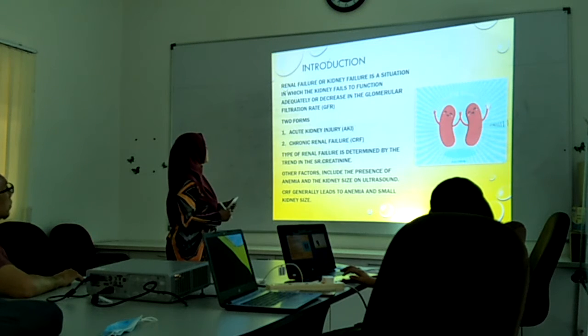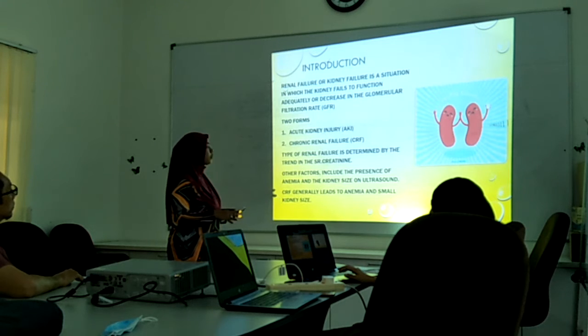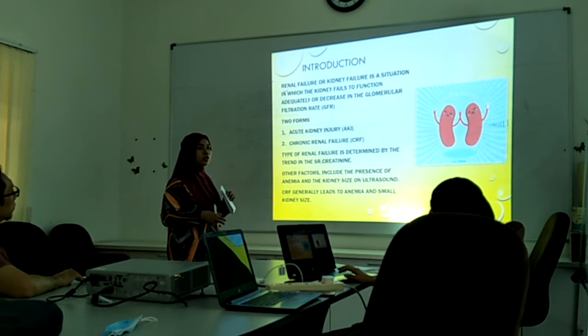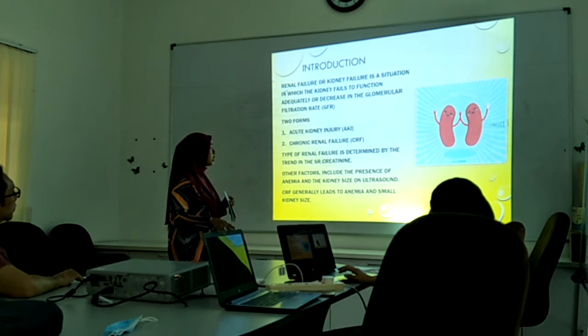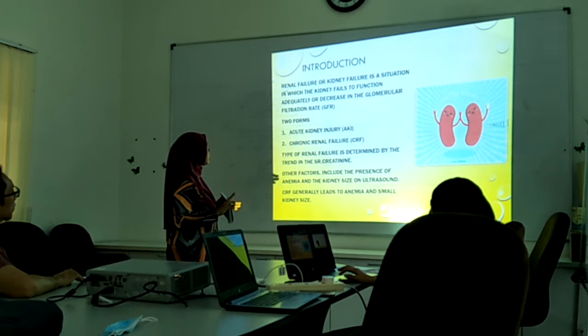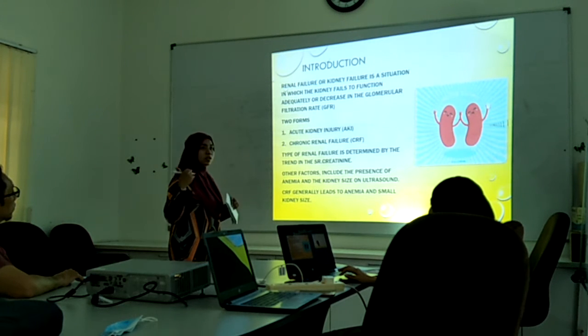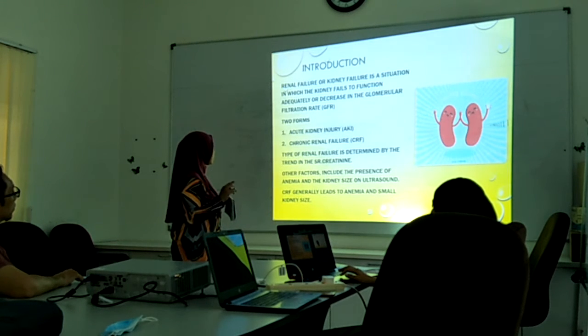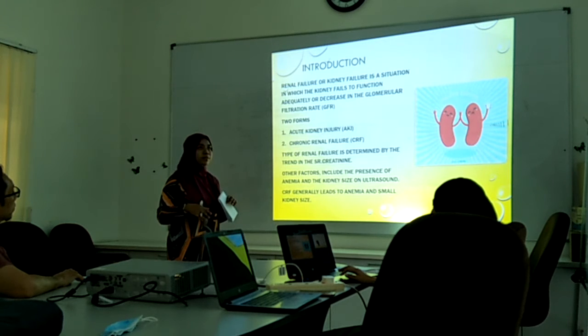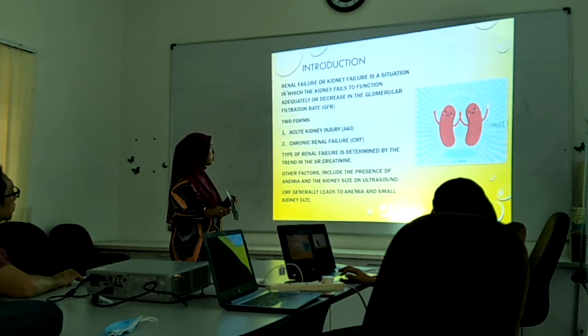Okay, next. Renal failure or kidney failure is a situation in which the kidney fails to function adequately, like normal, with a decrease in our GFR. There are two forms of renal failure: first, acute kidney injury, and then chronic renal failure. The type of renal failure is determined by the drop in glomerular filtration rate and the increase of serum creatinine.